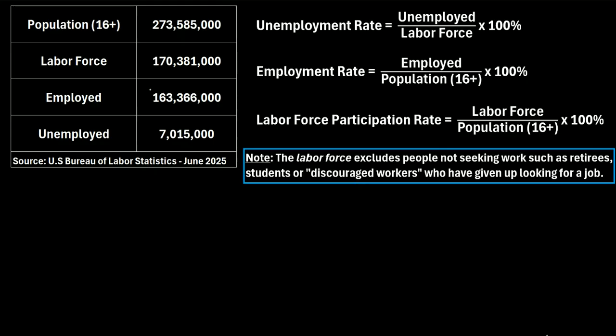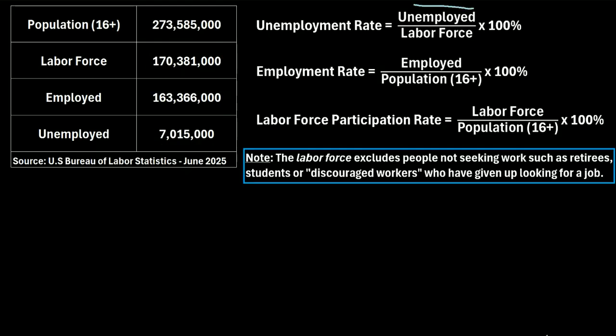The number of employed individuals was 163,366,000, and the number of unemployed individuals was 7,015,000. Now, one quick thing to note is that the employed individuals plus the unemployed individuals, when you add those two together, they make up the labor force number right here. So given this data, let's first calculate the unemployment rate.